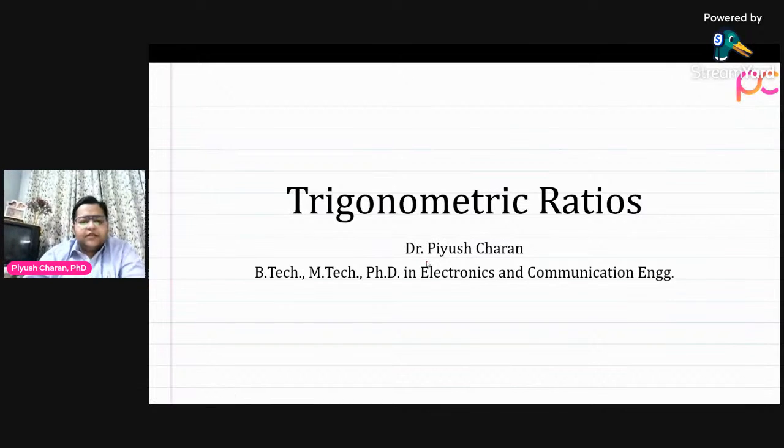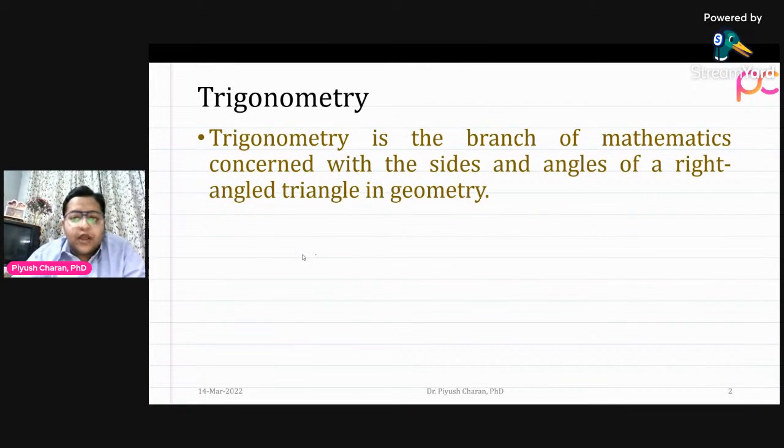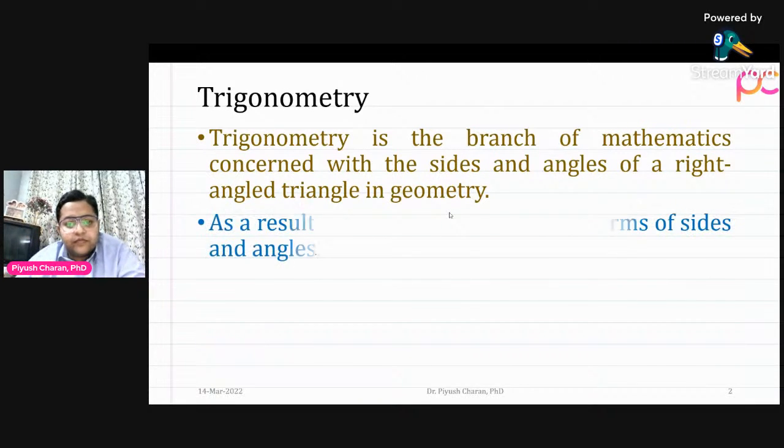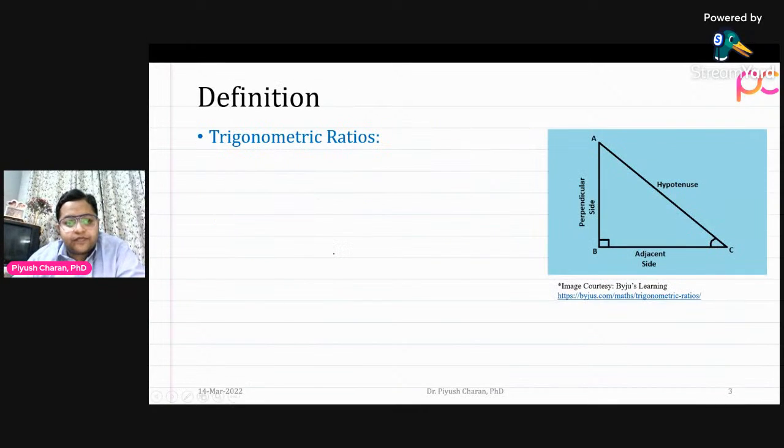Today we'll be discussing the topic trigonometry and trigonometric ratios. So let us begin with today's topic. Let us try to understand what is trigonometry. Trigonometry is the branch of mathematics concerned with the sides and angles of a right angle triangle in geometry. As a result, trigonometric ratios are assessed in terms of sides and angles.